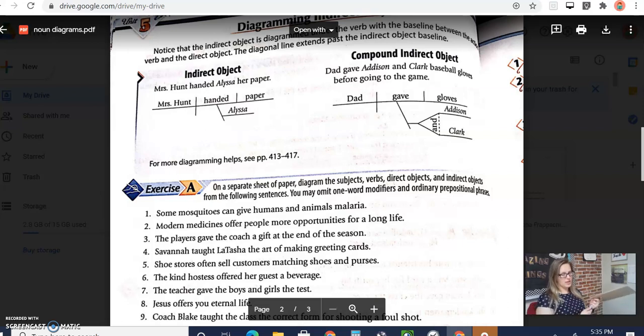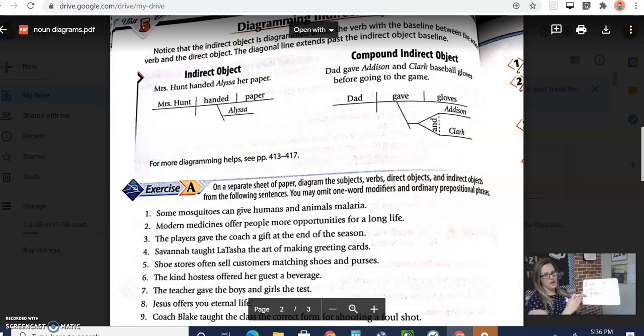Now we're going to look at diagramming indirect objects. So our diagrams are getting bigger and bigger. If you remember, indirect objects answer the question to whom, typically. And you must have a direct object to have an indirect object. So for example, if I mailed a package to whom? To, why not, Grandma.